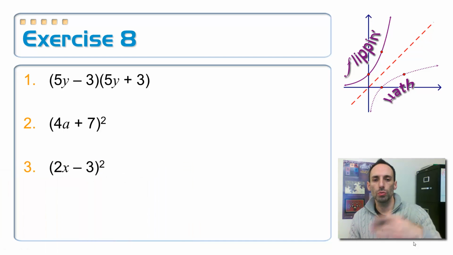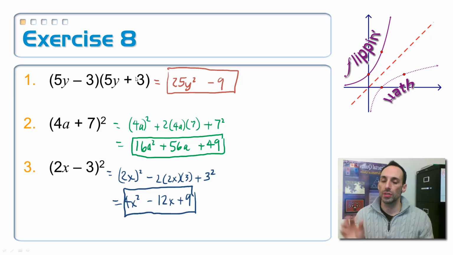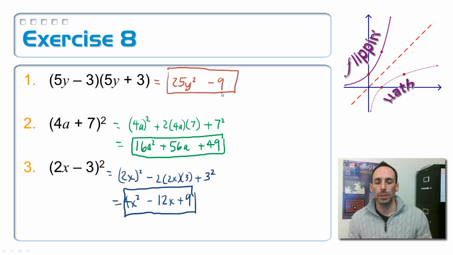All right, so did you recognize those special products? So the first one is the difference of 2 squares, because the things that are inside the parentheses, these binomials, are exactly the same, just one's minus and one's plus. So the shortcut is take the first term, 5y, and square it. When you square it, square both of them, so 25y squared. And minus the last term squared. So the last term is 3, 3 squared is 9, so 25y squared minus 9.